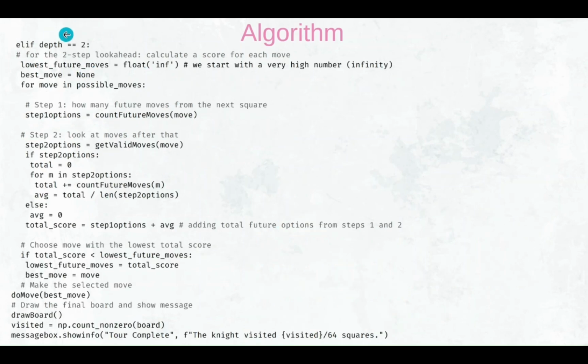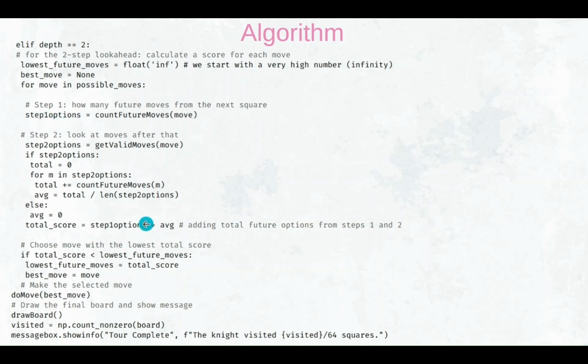For the depth equals 2, it's a similar procedure, so lowest future moves is a very high number and the best move is None. Then we will loop over each move from the possible moves. For the first step, we will count the number of future moves, and this will be step 1 option. For the second step, we will get the valid moves, and then we will use a for loop to increment the future moves into a total variable, and then we will get the average of all those variables. So basically, it's the total that we found divided by the length of how many valid moves we have. And then the total score will be the number of future moves in step 1 plus the average from step 2.